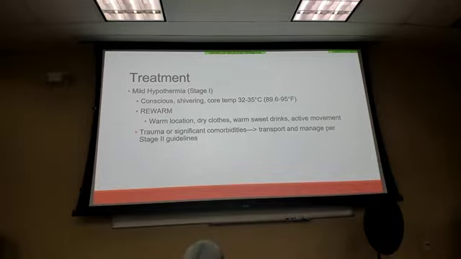So mild, they're still conscious, they're shivering, they're mentating appropriately. So these ones we just want to rewarm: take any wet clothing off, place them in dry clothing if we can, and then give them some sort of warm drinks. We can have them move around. Anybody that's a trauma or has other comorbidities, we want to manage based on our stage 2 guidelines.